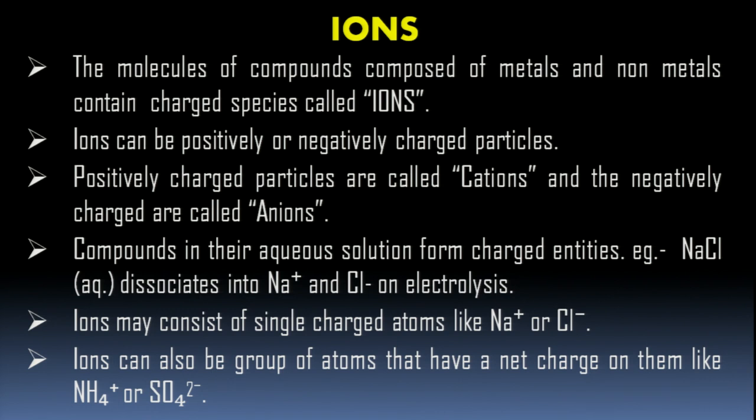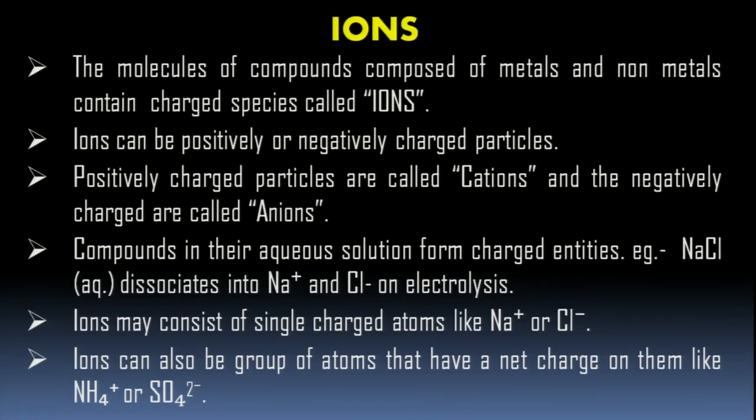Ions can also be groups of atoms that have a net charge on them, like NH4+ or SO4 2-. Till now, you have known that some, like Ca2+ or Cl- or Na+, are cations and anions. These are elements. But there may be groups of atoms also. Here you have a sodium atom or a chlorine atom. But children, you can also have groups of atoms which make anions, and groups of atoms which make cations. NH4+: nitrogen and hydrogen combine to form NH4 as a cation. SO4 2- is an anion. These are certain groups of atoms, and you can have some other examples also.